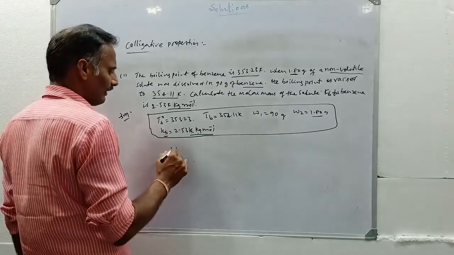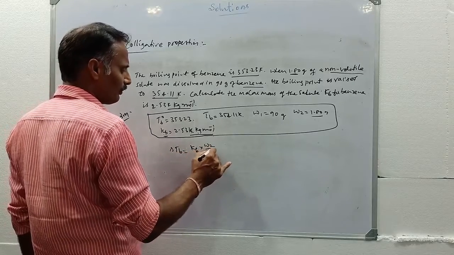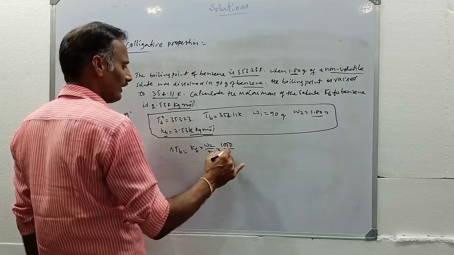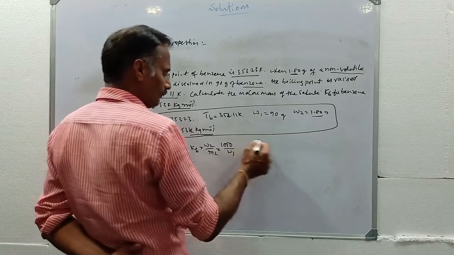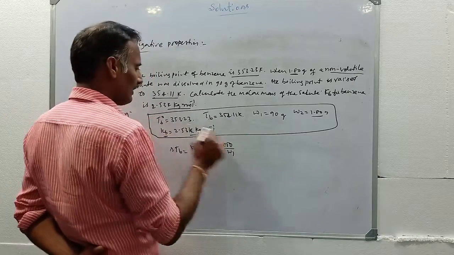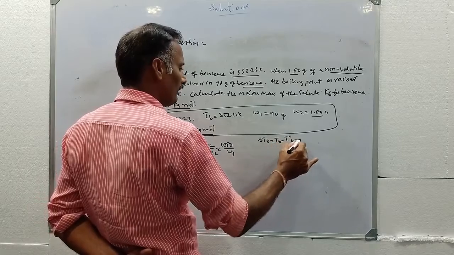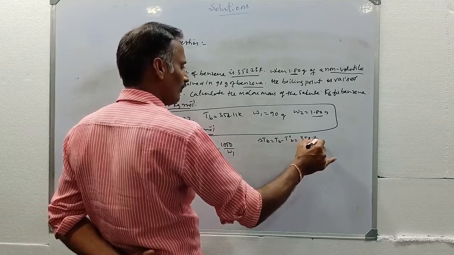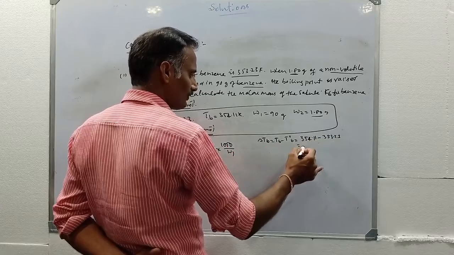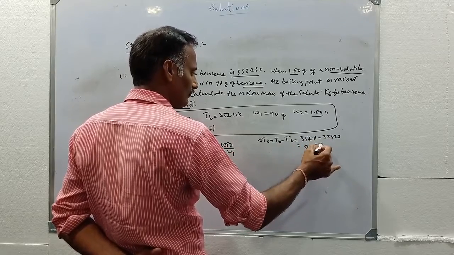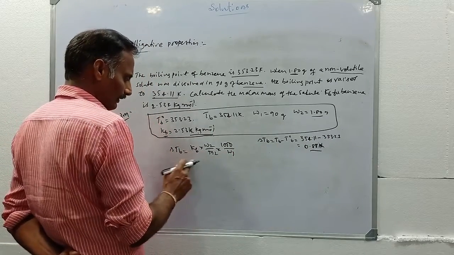We know that delta TB is equal to Kb into molality, and molality means W2 by M2 into 1000 by W1. First you find out delta TB by using this data. Delta TB equals TB minus T naught B, that is 354.11 minus 353.23. Subtracting these two values, we get 0.88 Kelvin. This is the delta TB value.